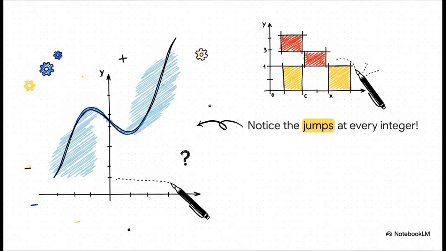Take a good look at this graph. See how it's flat for a while, and then poof, it suddenly jumps up to the next level? These jumps, these breaks, they happen at every single integer, at 1, at 2, at 3, and so on.